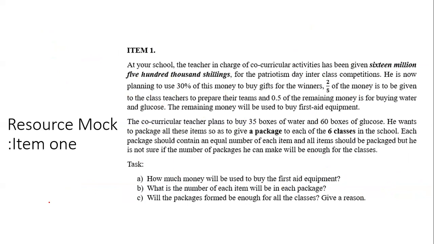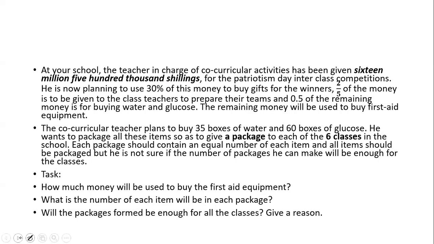And this item told us that at your school, the teacher in charge of co-curricular activities has been given 16,500,000 shillings. So what does it mean? It means that you must be able to write things from words to figures because the amount they have given you is in words. So you must be able to take it into figures. And the moment they always give you such, make sure you first summarize. Always first summarize and write everything in figures.